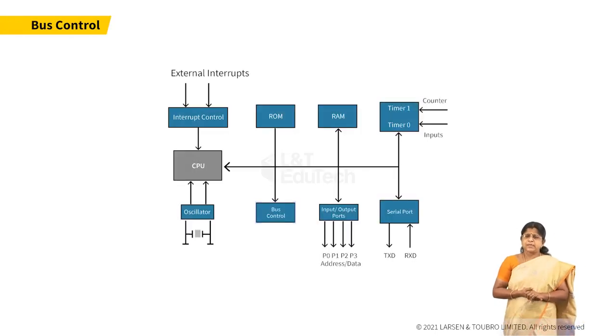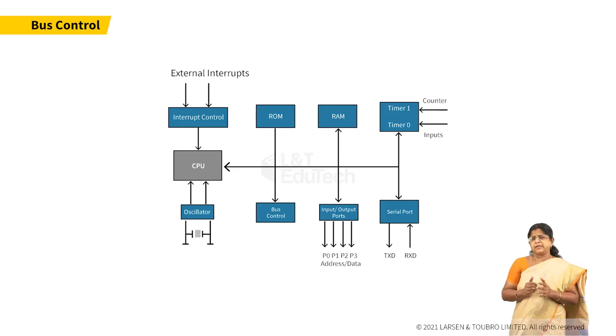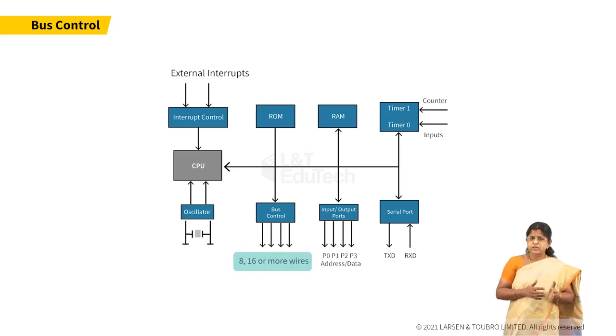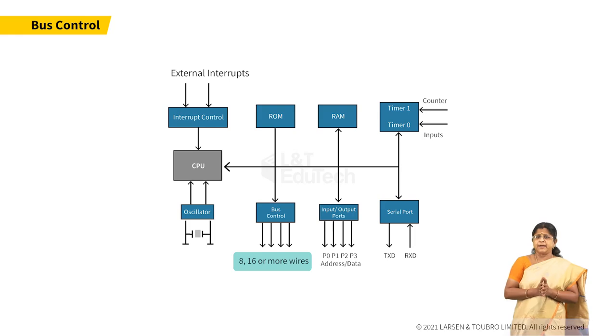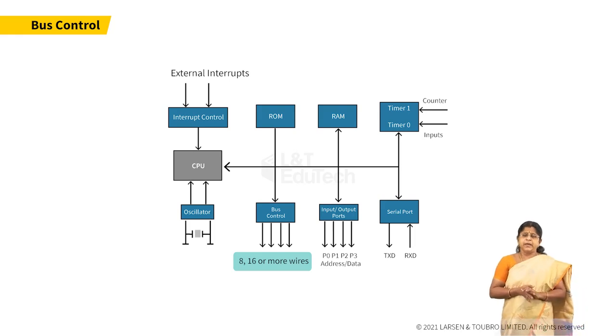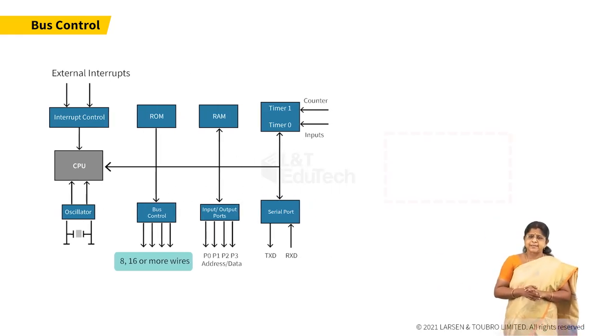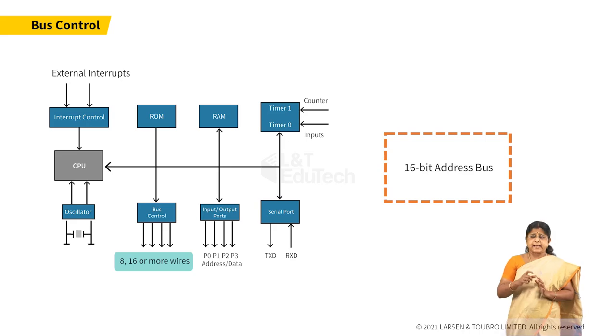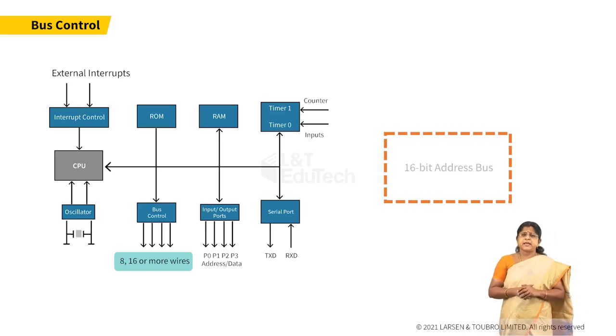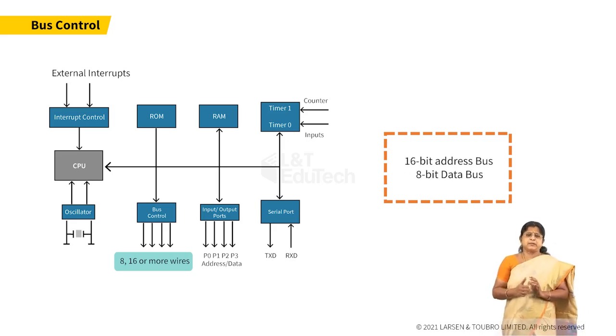Next, let us learn about the bus control. What is a bus? It is used as a communication medium. 8 or 16 or more wires combine to form this bus structure. 8051 has a 16-bit address bus and an 8-bit data bus.